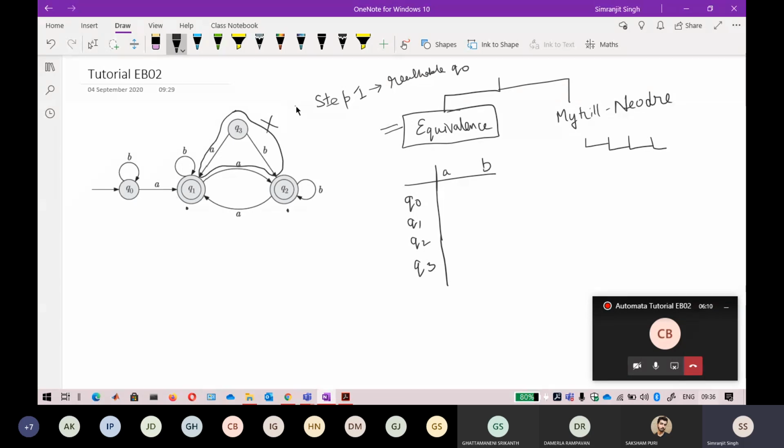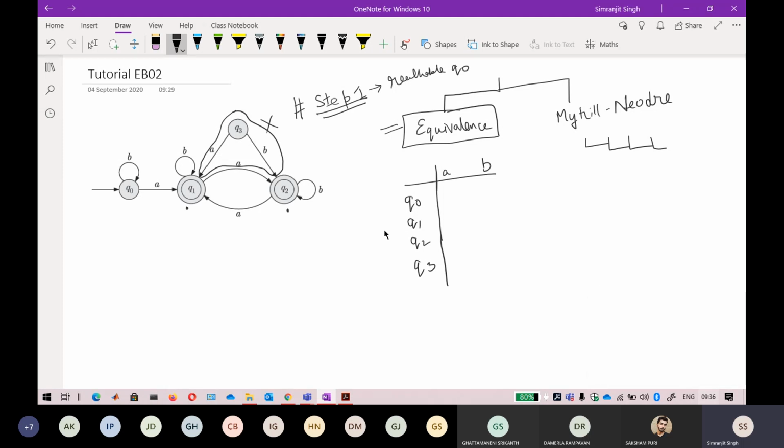The first step, most of the students do a mistake here. They don't check the first step. If you don't check the first step, your minimization algorithm will give a completely different minimized automata. Keep that in mind. So first eliminate the states that are not reachable from Q0.